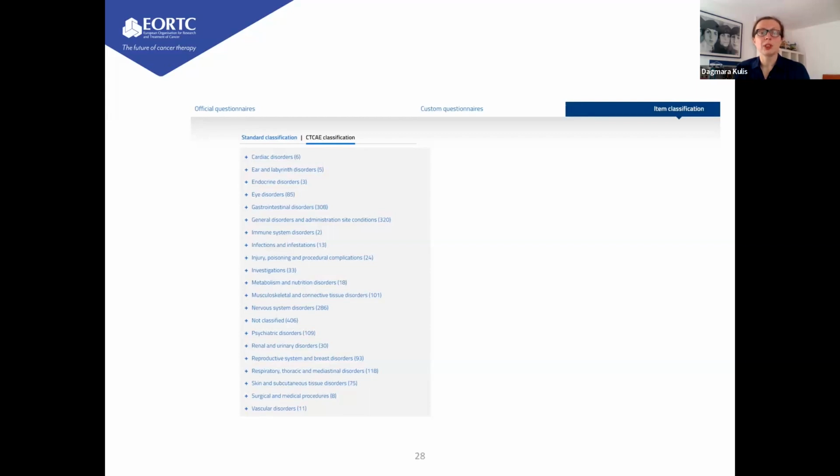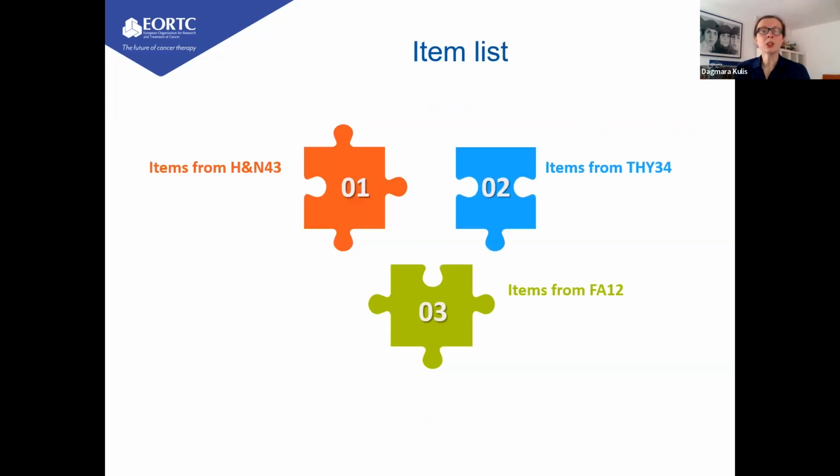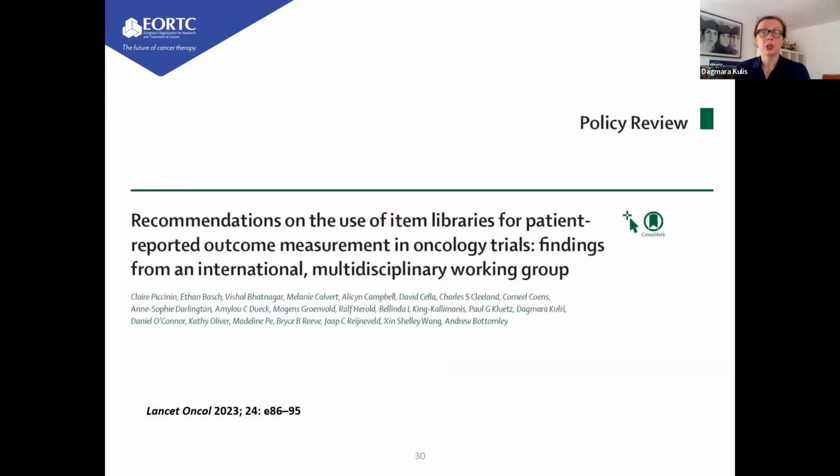So for example, we have the CTCAE classification that allows you to look for items according to the adverse event classification, and the items we have are mapped to the keywords used there. This way you can just select items from different questionnaires and put them together into one questionnaire that is ready for use. We have recently had a paper that is actually instrument agnostic.